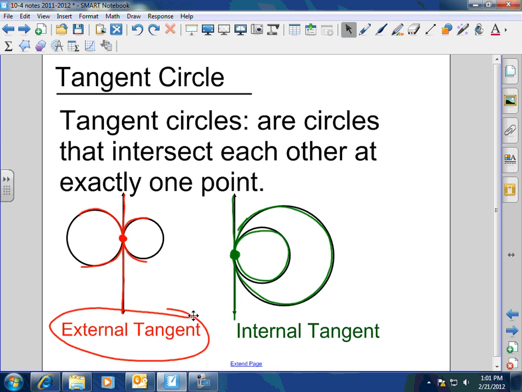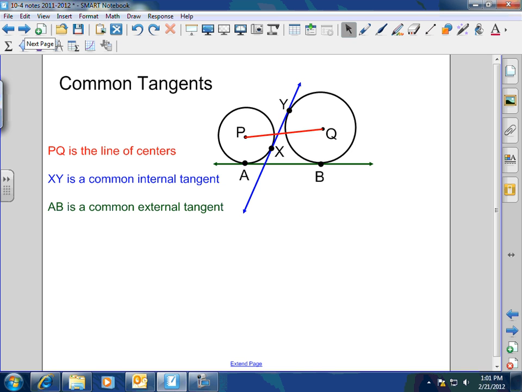One more thing and then we get to actual problems. We talked about tangents, secants, tangent segments, secant segments, and tangent circles. Now we're going to talk about common tangents. Common tangents are a little bit different than a normal tangent. A normal tangent is a line that intersects a circle at exactly one point. A common tangent is a tangent that intersects two or more circles at exactly one point. So let's look at the three different lines that I have here.